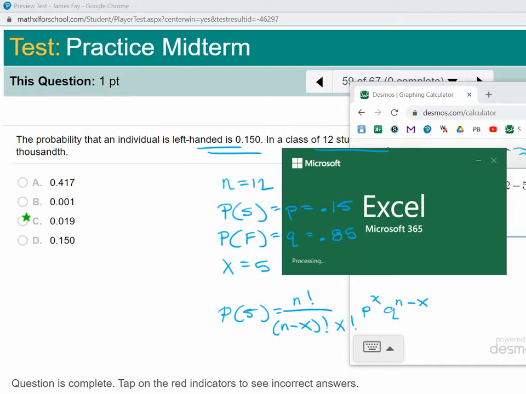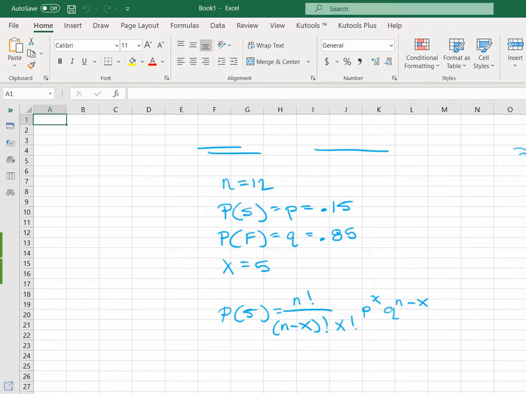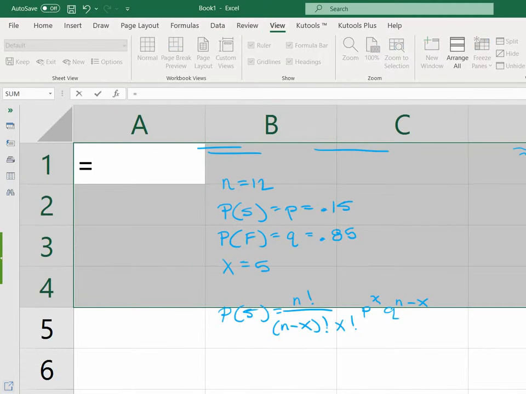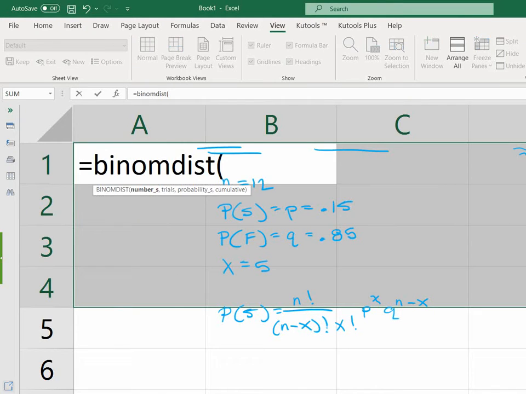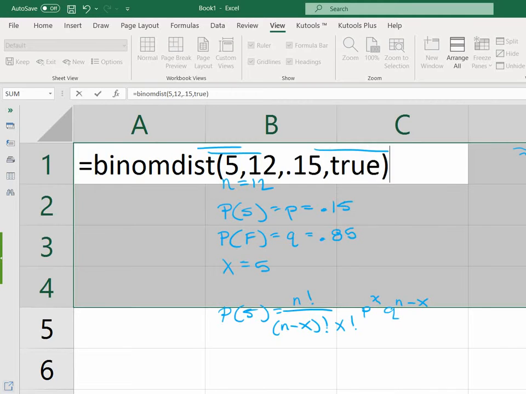We'll just hit binom dist, I believe, is the command. So let's see here. Equals binom dist. And then it asks, number of S, so that's the number of successes. We're looking for 5. Number of trials, we're doing 12. The probability of S is 0.15. And yes, we want cumulative, I believe.